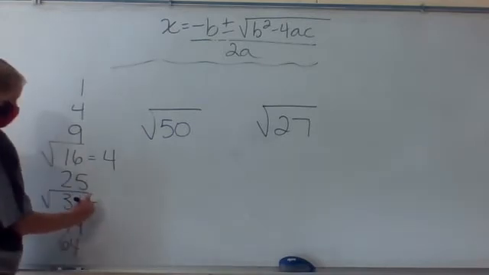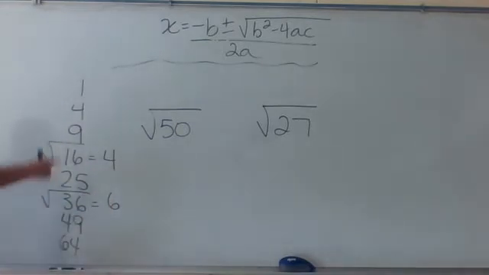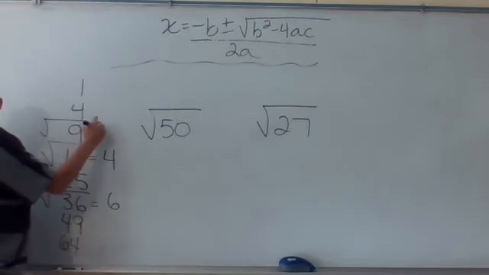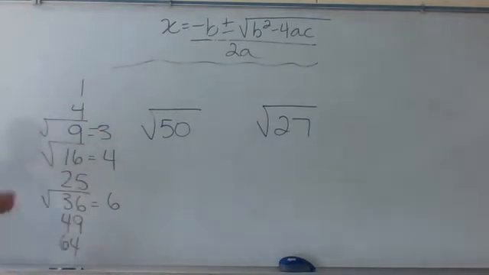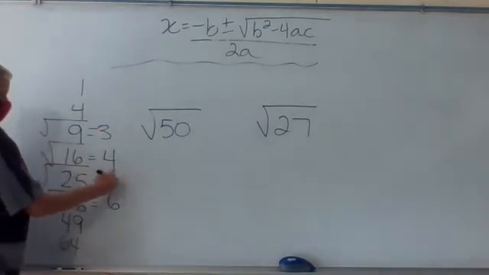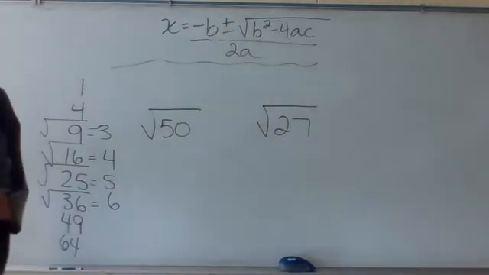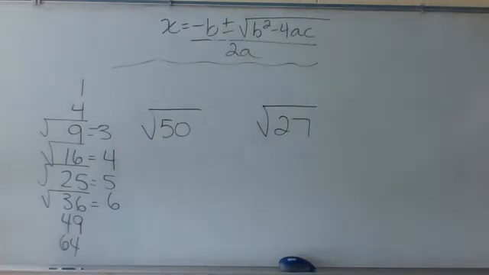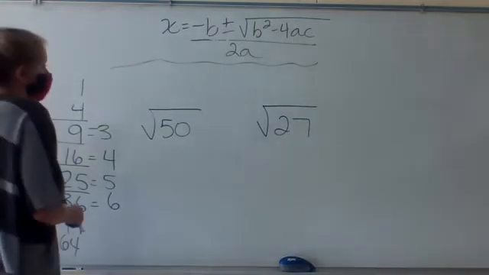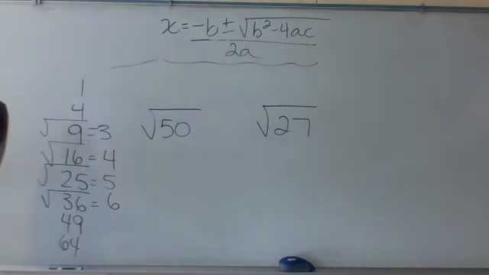The square root of 36 is 6. The square root of 9 is 3. The square root of 25 is 5. You see what I'm saying? These numbers are perfect squares because when you take the square root of them, you get a whole number instead of a decimal, right? If you try to take the square root of 7, you're going to get a big long decimal, right? Because 7's not a perfect square like 1, 4, 9, 16, and so on are.